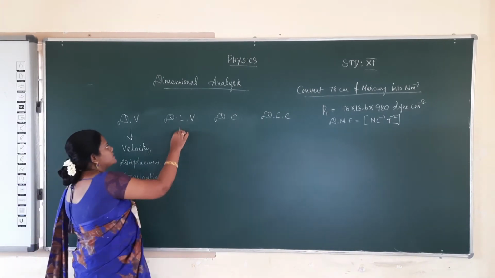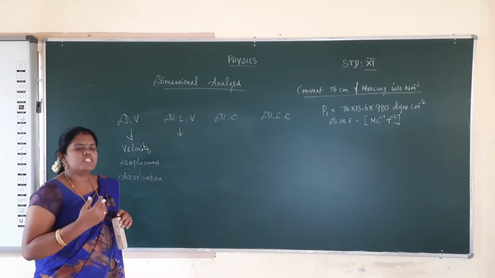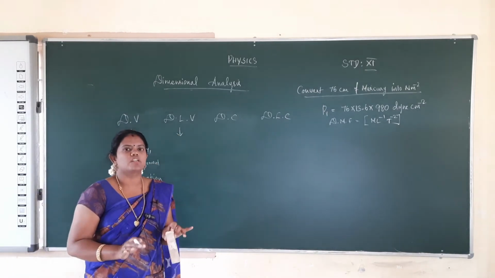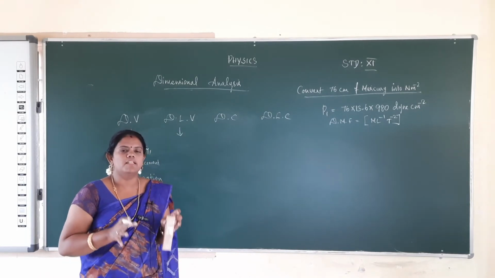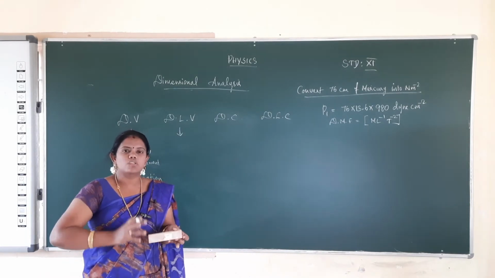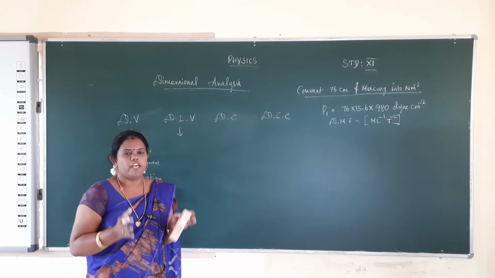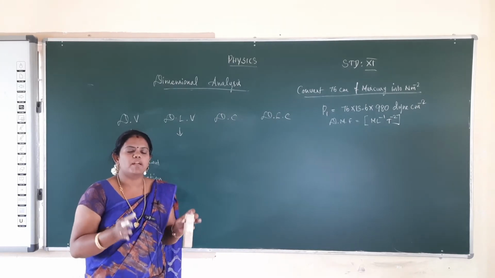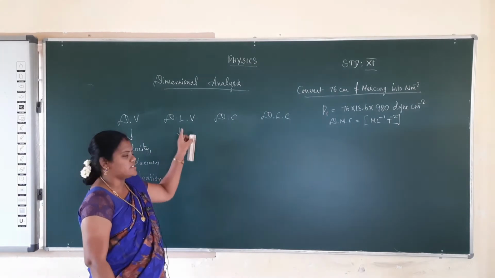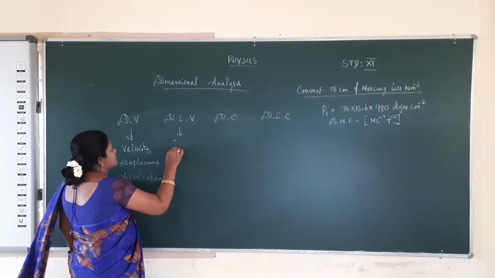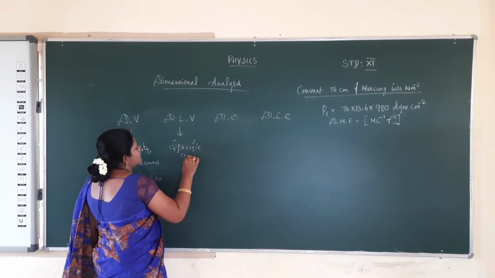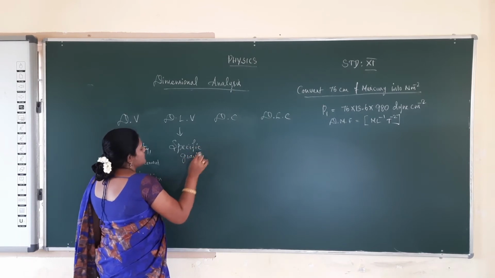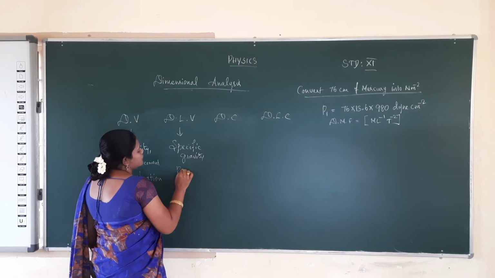Next, dimensionless variables. Variables that do not have dimension will be called dimensionless variables. A variable that does not have dimension, whose dimensional form cannot be explained, is called a dimensionless variable. Examples: specific gravity and refractive index.